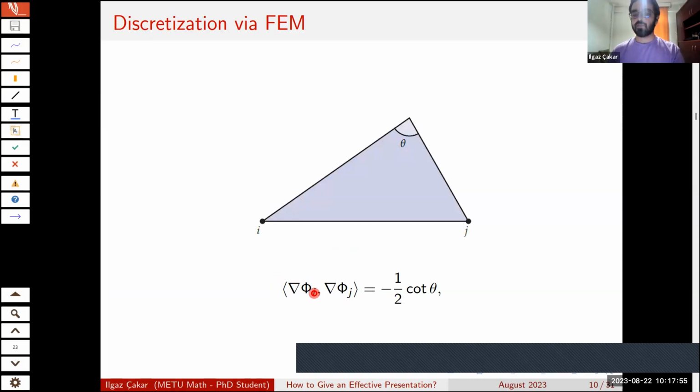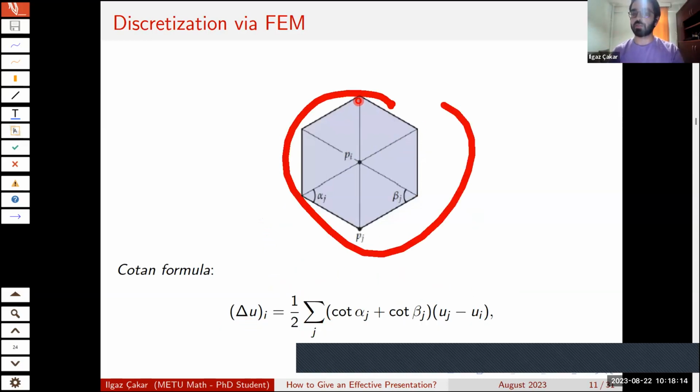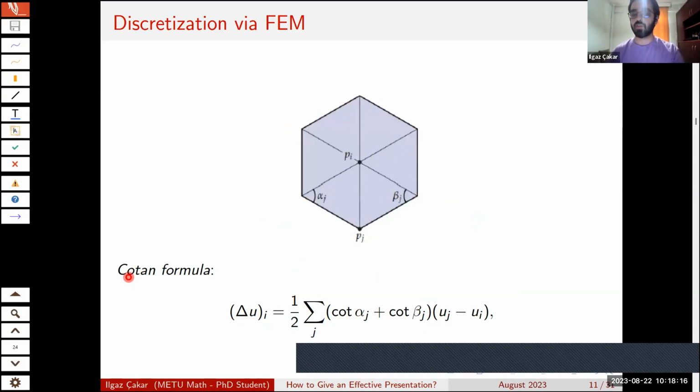After that, what if we calculate the same inner product on different vertices? It's just this formula where theta is this angle. And finally, I will combine all these formulas together to obtain my discrete Laplace operator on this particular shape. This is called the cotan formula. It's a pretty famous formula if you are studying discrete differential geometry. So this is my proof.